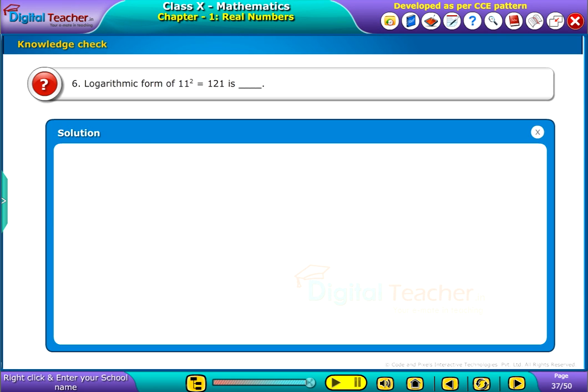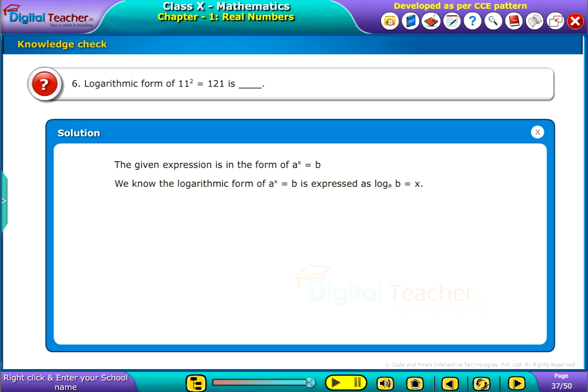Logarithmic form of 11 square equal to 121 is? The given expression is in the form of a to the power x equal to b. We know the logarithmic form of a to the power x equal to b is expressed as log b to the base a equal to x. Therefore, the logarithmic form of the given expression is log 121 to the base 11 equal to 2.